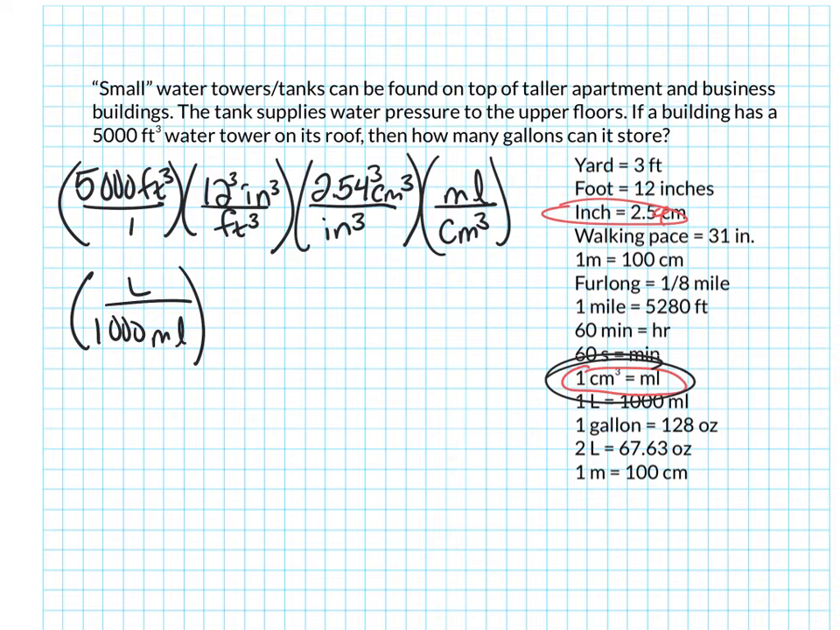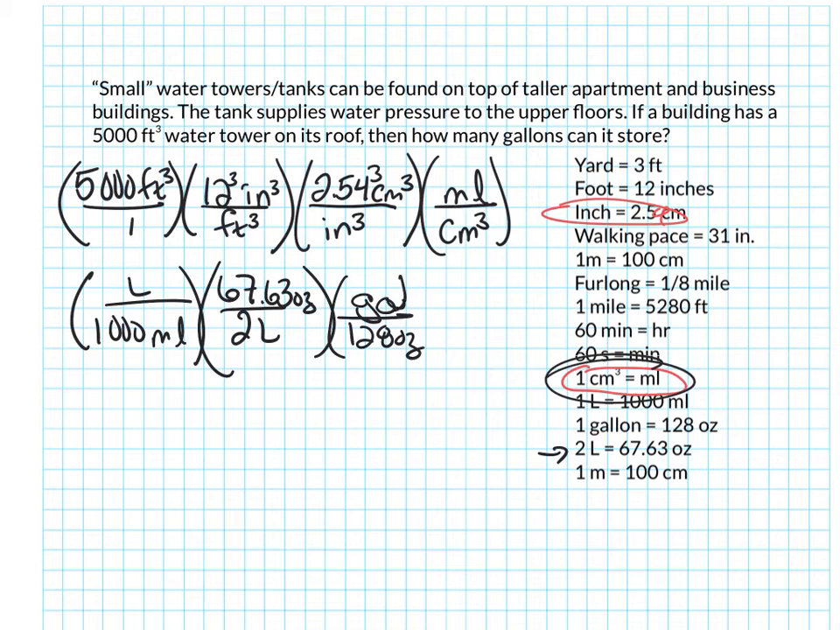Liters on top, and then I'll go here. 2 liters equals 67.63 ounces. Notice down here my units match, liters and liters, and so I don't need to raise anything to a power anymore because they already match. And that's all because that milliliters over cubic centimeters did it for me. Now I've got to go to gallons. 128 ounces over a gallon. Again, I don't need to square or cube anything because the units match. Ounces on top, ounces on the bottom.